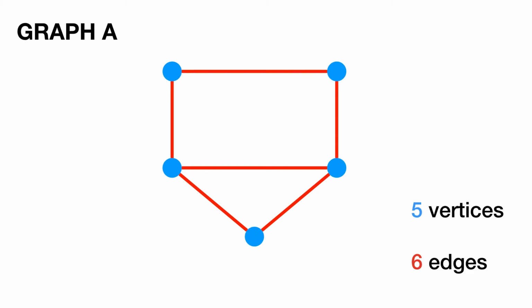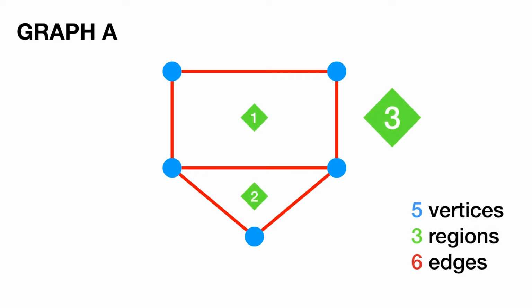Notice that the row for graph A is missing some information. It's missing information about regions. So, as we count the number of regions, we should enter a 3 into the table.